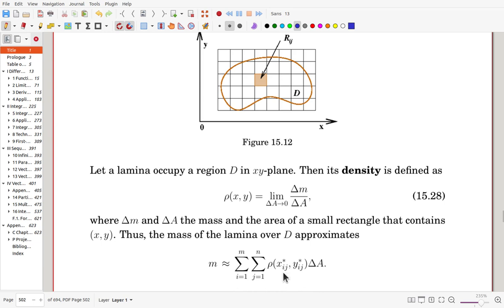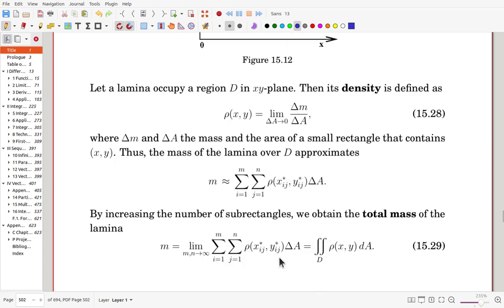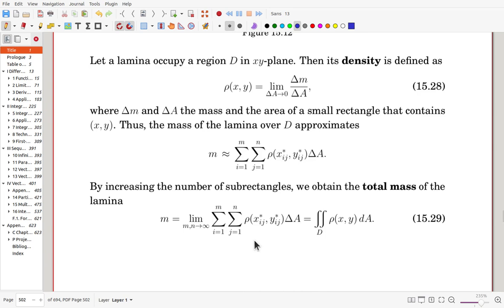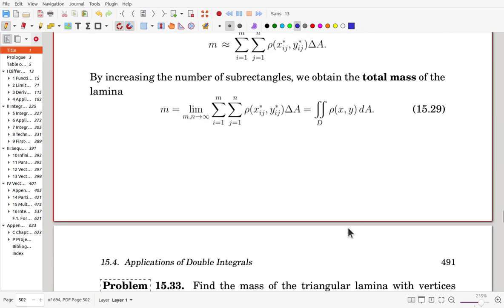For each subrectangle, we find rho, the density value. So it is a kind of height, and delta A is the area of a small rectangle. By taking the limit as m and n approach infinity, we can get the total mass. So it's the limit of Riemann sums, and in integral form we can write it this way.